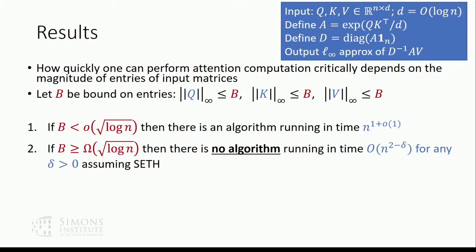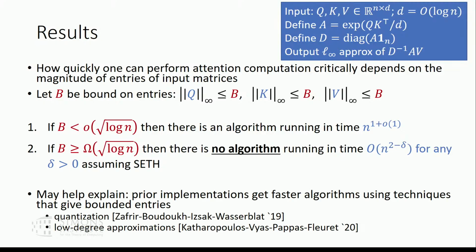I'll mention that there's been previous experimental work showing that techniques that make these matrices have smaller entries can actually lead to faster algorithms, techniques like quantization, like rounding or hashing, techniques like low degree approximations that I'll talk about more later, have actually led to faster algorithms in practice. So maybe our theoretical result helps to explain this type of thing.